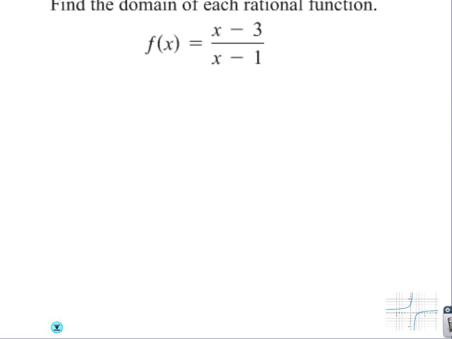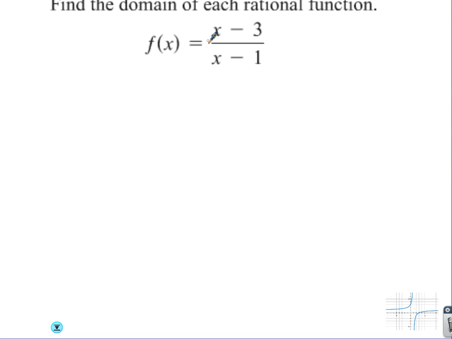We're going to find the domain of each rational function. First off, let's discuss what a rational function is. A rational function is when you have a fraction. You have x stuff over x stuff. Rational, meaning ratio, root word. So you've got a fraction.